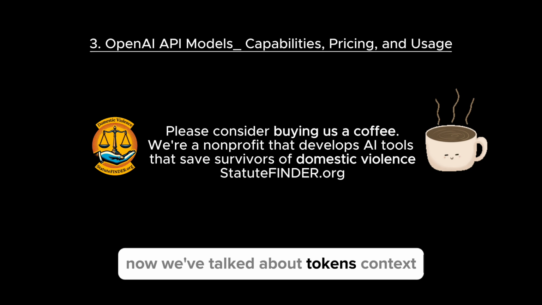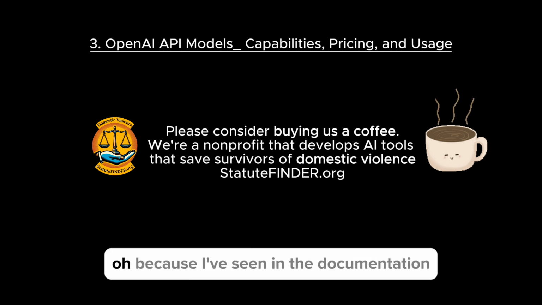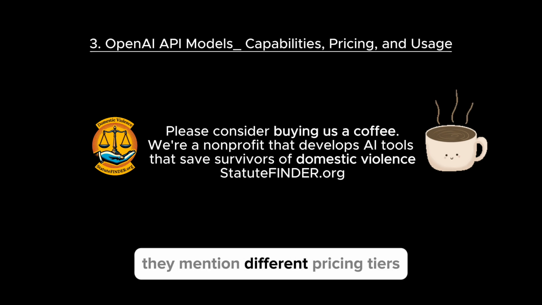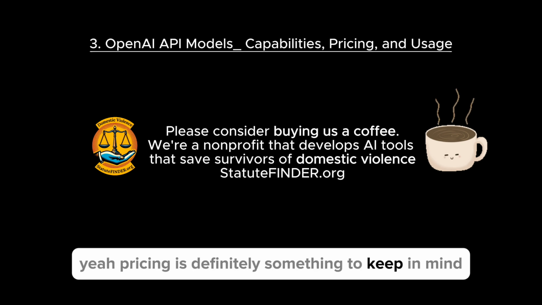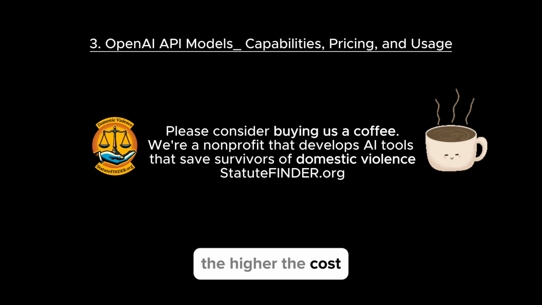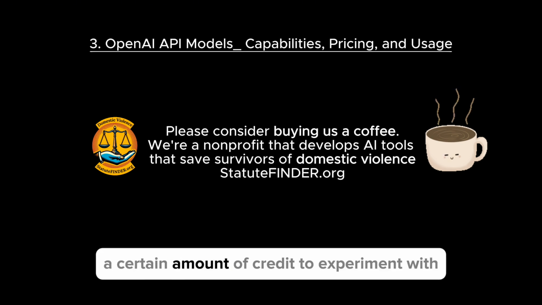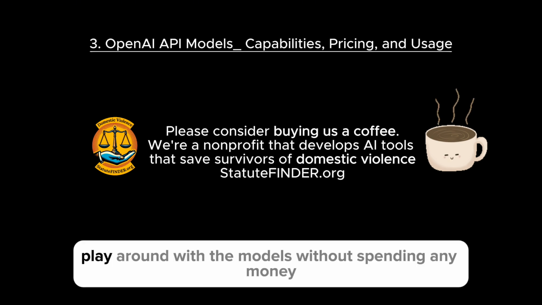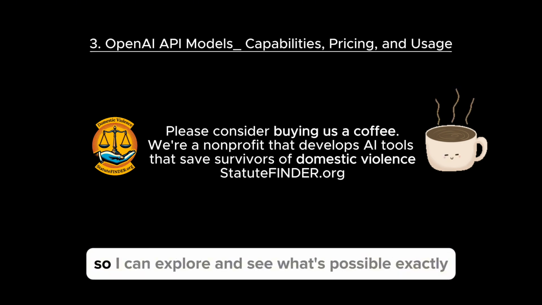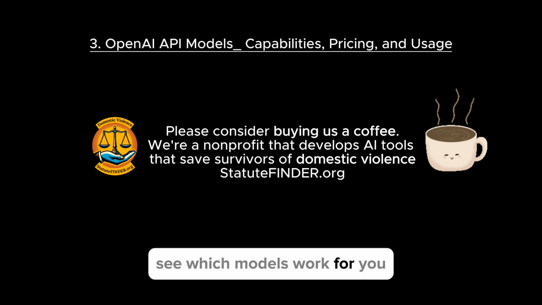Now, we've talked about tokens, context windows, API keys, but there's one more thing I want to touch on, pricing. Oh. Because I've seen in the documentation, they mention different pricing tiers, and that can be a bit daunting. Yeah, pricing is definitely something to keep in mind. Generally, the more powerful the model, the higher the cost. But the good news is OpenAI offers a free tier. It gives you a certain amount of credit to experiment with, so you can play around with the models without spending any money up front. Oh, that's fantastic. It's like a free trial so I can explore and see what's possible. Exactly. It's a great way to get your feet wet, see which models work for you.